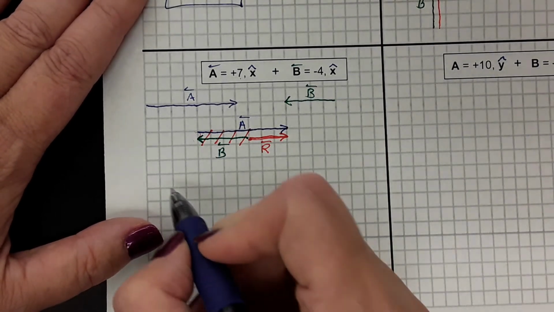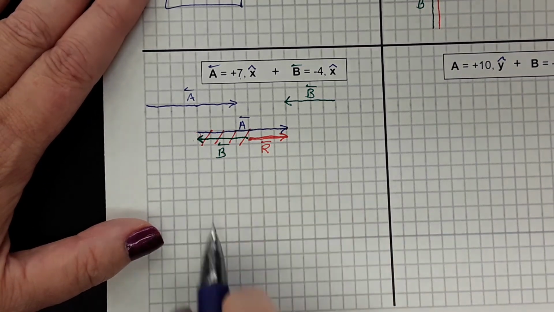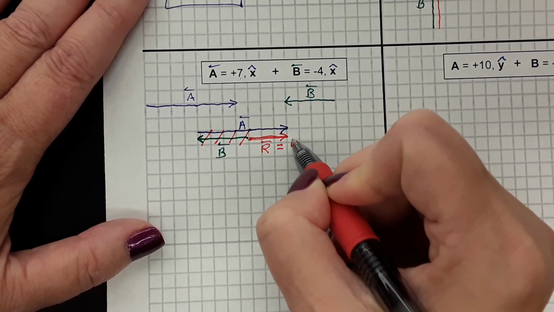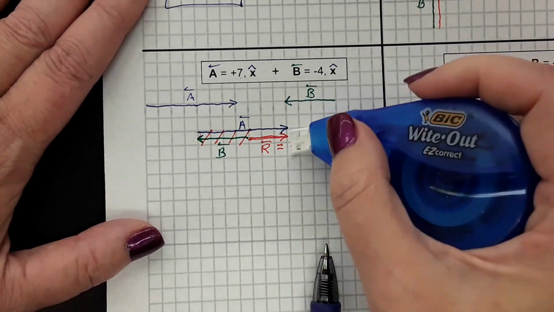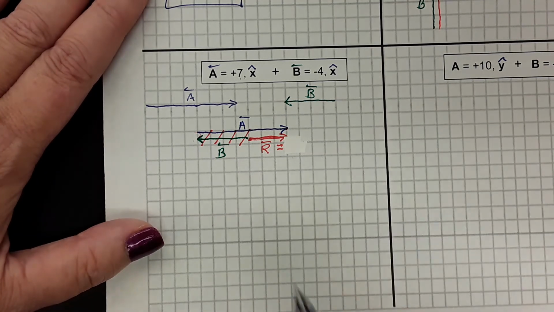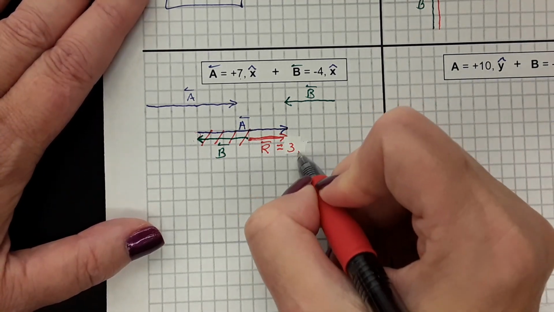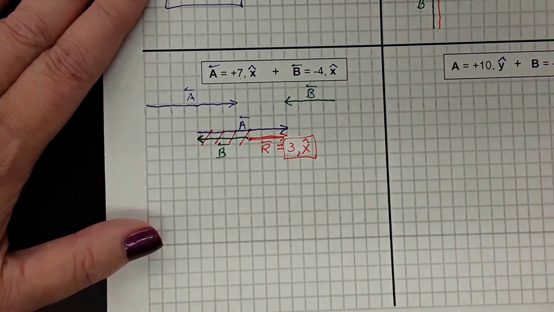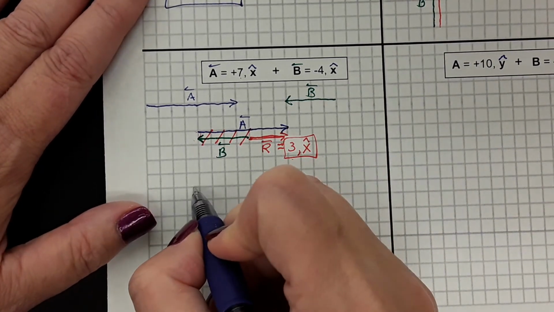So now, how are we going to show this one mathematically? Oops, almost forgot. 4 units. No, not 4 units. 3 units, isn't it? I can't count today. Okay, so it's 3 units in the positive x direction. There we go. Now, let's show the same thing mathematically.